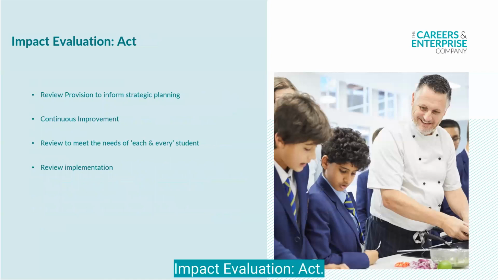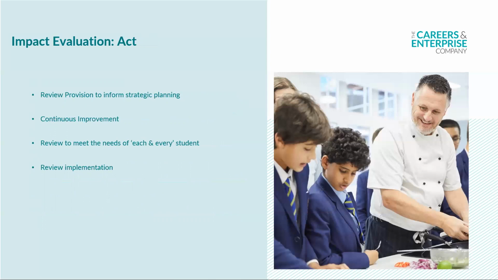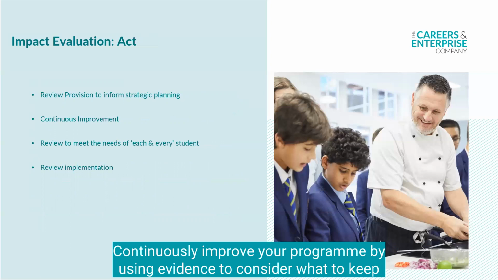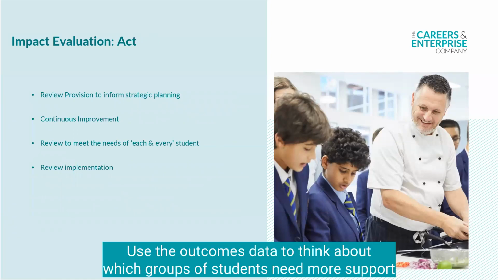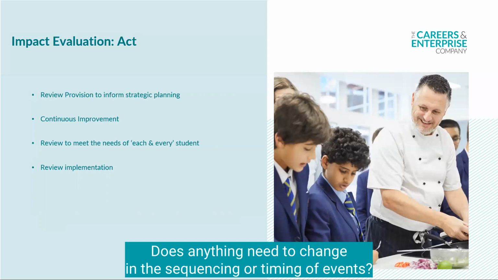So, Impact Evaluation Act. This is the final step on the evidence. Use the evidence to review current provision within building a strategic careers plan. Continuously improve your programme by using evidence to consider what to keep and what to drop from the careers programme, maybe for next year. Use the outcomes data to think about which groups of students need more support and plan how to deliver to meet their needs. Does anything need to change in the sequencing or timing of events?